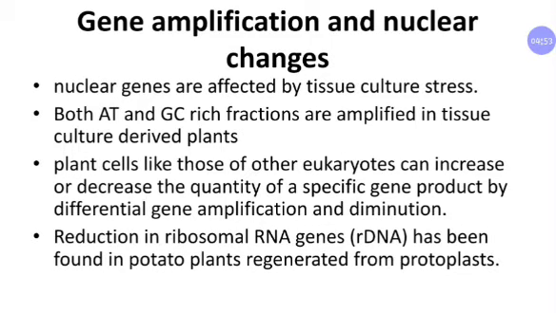Gene amplification and nuclear changes. Nuclear genes are affected by tissue culture stress. Both AT and GC rich fractions are amplified in tissue culture derived plants. Plant cells can increase or decrease the quantity of a specific gene product by differential gene amplification and diminution. Diminution is the reduction in size. Reduction in ribosomal RNA genes was also found in potato plants regenerated from protoplasts.